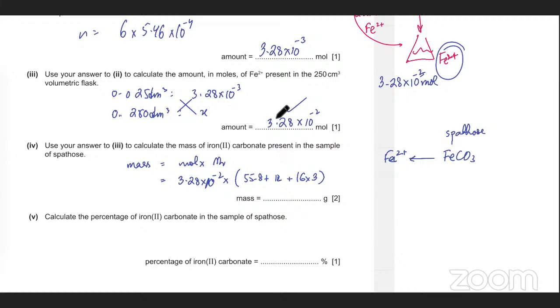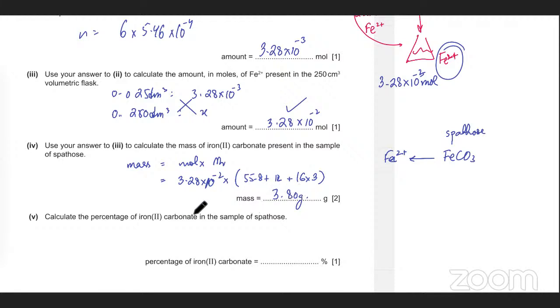3.79824. So it's coming out to be 3.79824. I'm going to round it off to 3.80 grams. It's rounded off to 3 significant figures, so it's going to be 3.80. Make sure you round it off to 3 significant figures.